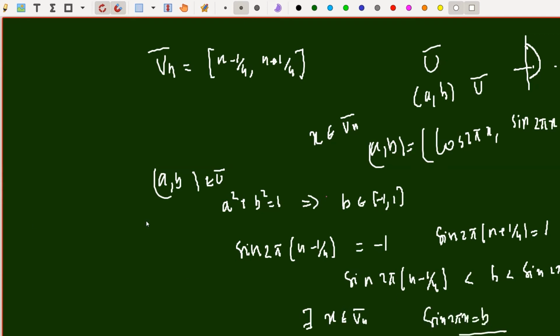Now what is a? A is just the root of 1 minus b square. Why is it the positive root? Because we are considering U here, where a is positive. Now substituting b to be sine 2 pi x, we get a to be cos 2 pi x. So this x will work. So we got x in Vn bar such that a comma b equals cos 2 pi x, sine 2 pi x. This will show that the map is surjective.